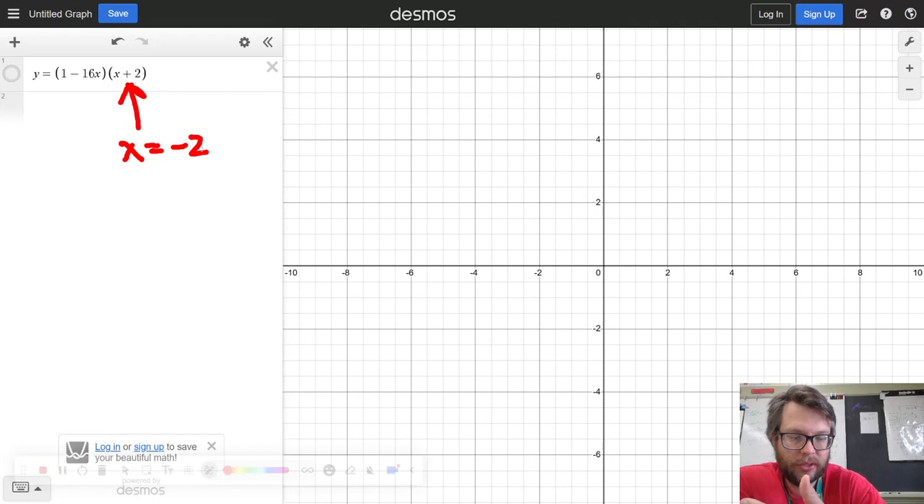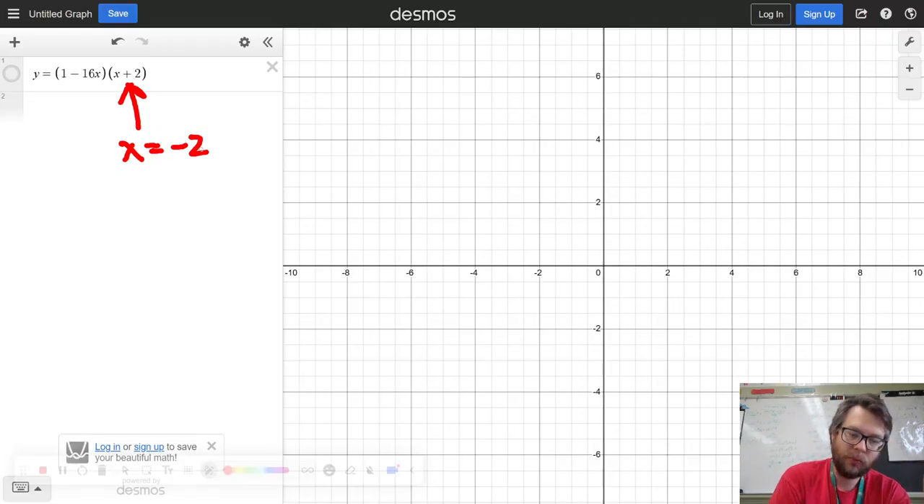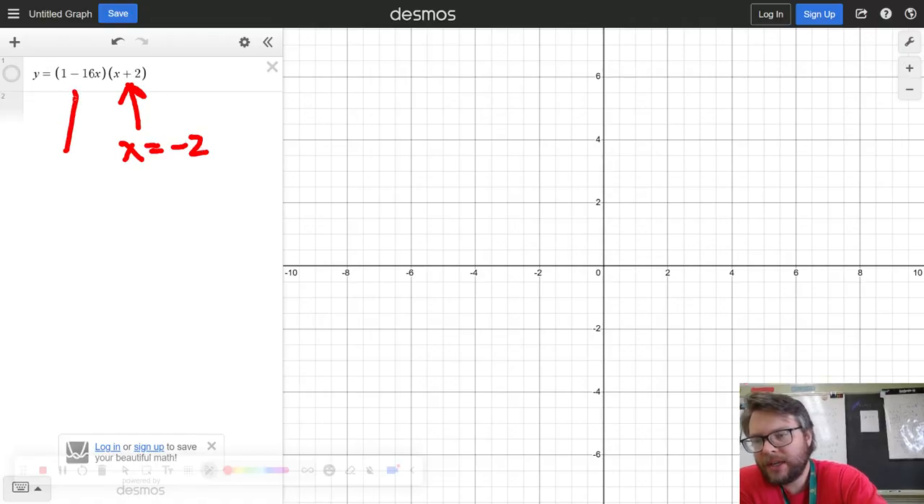Negative 2 plus 2 is 0. 0 times that other ugly parenthesis is 0. It doesn't matter what the other parenthesis is. If one of them is 0, times anything else will make a y value of 0. But it's hard for me to just look at this other one and figure out what makes it equal 0. So let's figure it out.